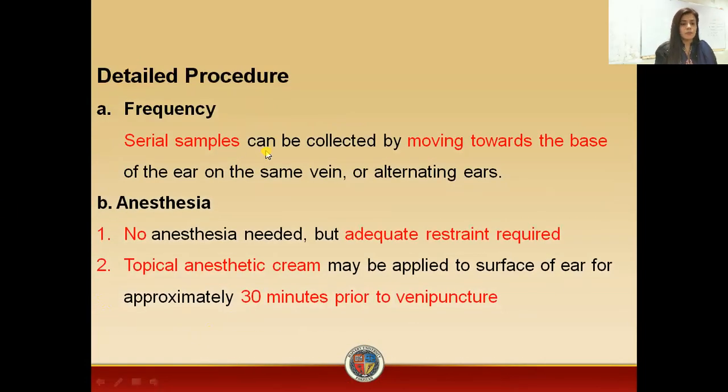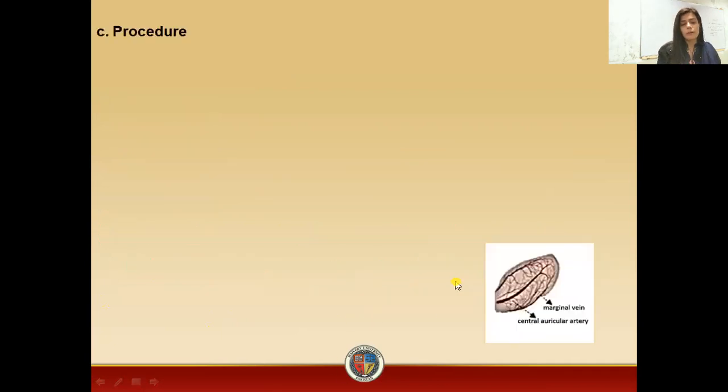Then what is the detailed procedure, how will you perform the experiment? Okay, to perform the experiment, you have to locate the marginal vein of the ear. You can take multiple samples from the rabbit's ear by moving towards the base of the marginal vein. You can also use different ears in order to collect the blood sample. As I have already told, the use of the topical or the local anesthetic is optional. But if you are using it, we prefer to use it 30 minutes prior to the vein puncture.